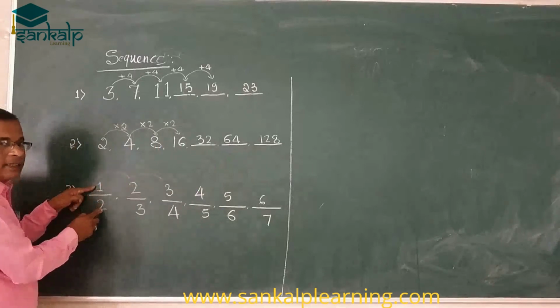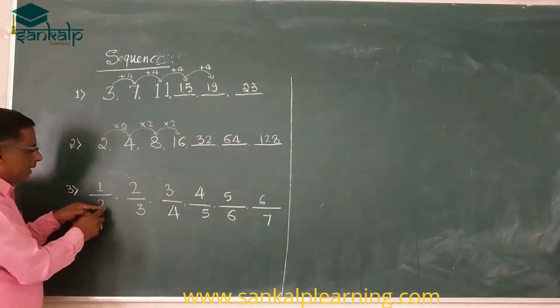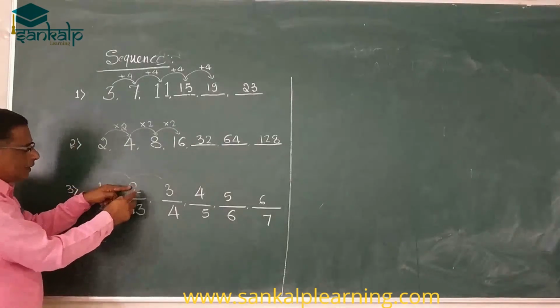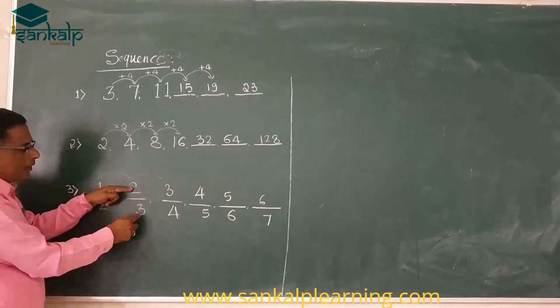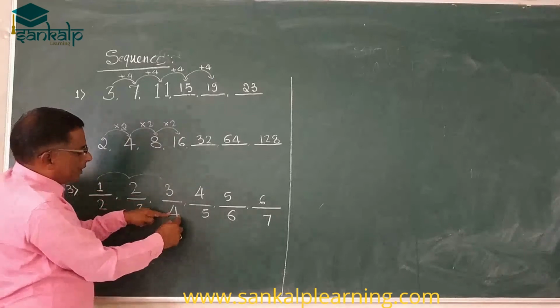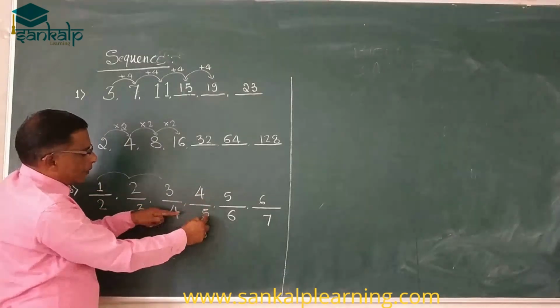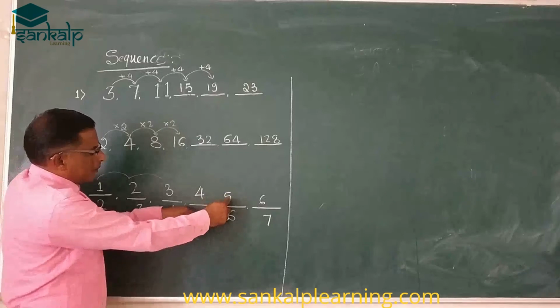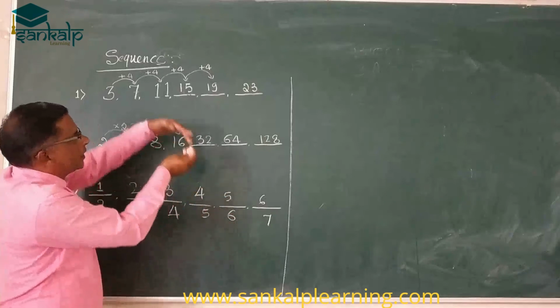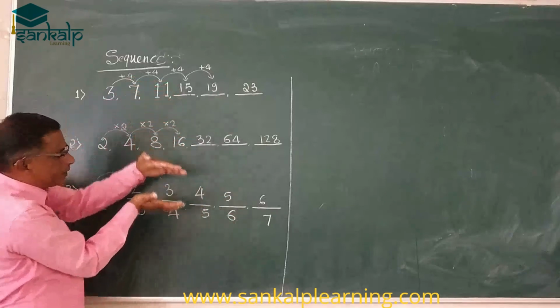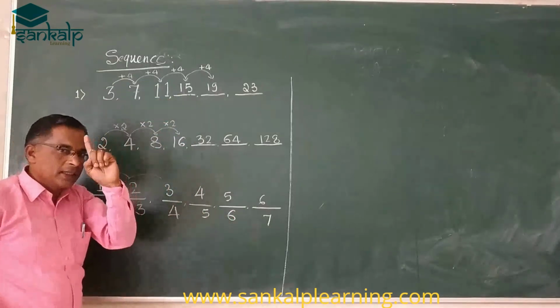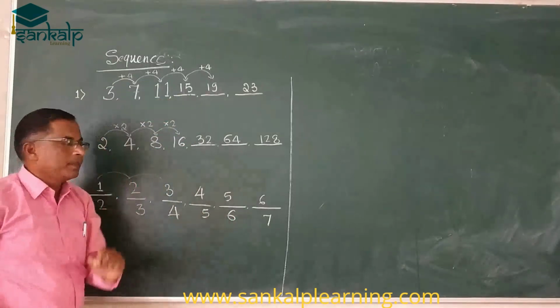Numerator is 1 less than the denominator. Again this has become the numerator here. It is 1 less than the denominator. Same thing we can continue here. The numerator will be 1 less than the denominator. This has become the numerator, 1 less than the denominator. So each of these examples is following a certain rule, one definite rule.